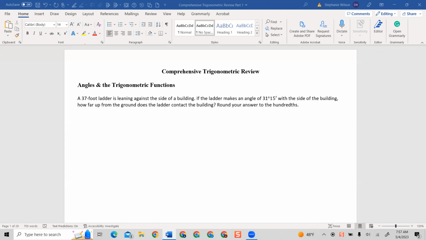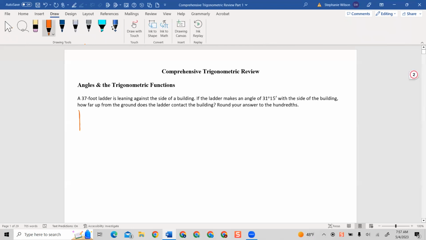So it's always good if we can draw a picture. So I'm going to draw this building and the ground. All right, and then I got this ladder leaning against it, and we want to know this height right here. We got the angle, right? Okay, so let's talk about this.